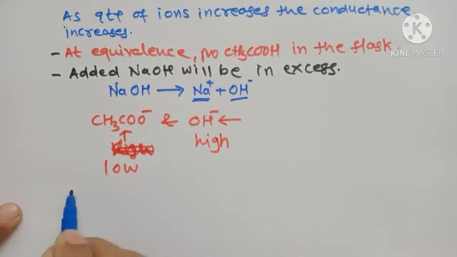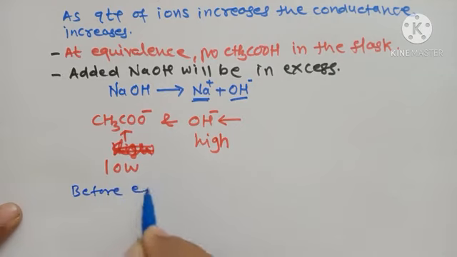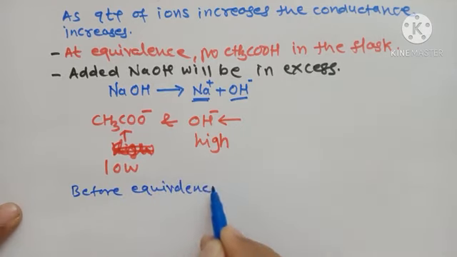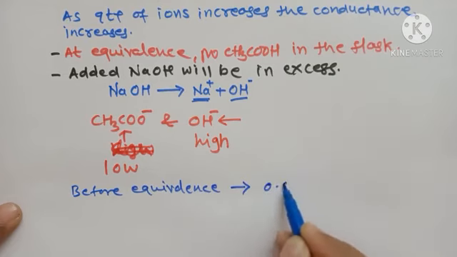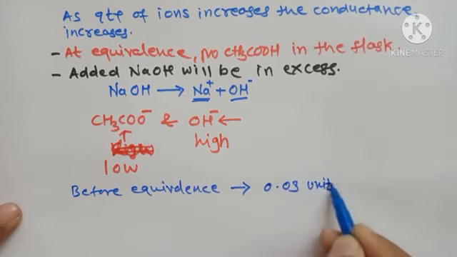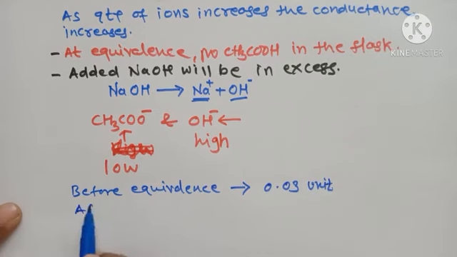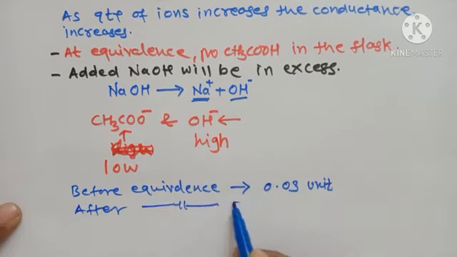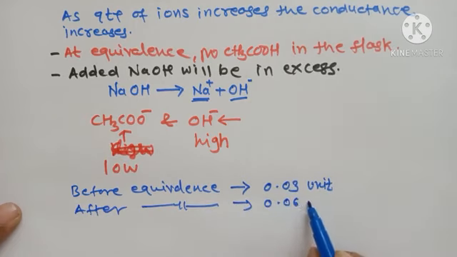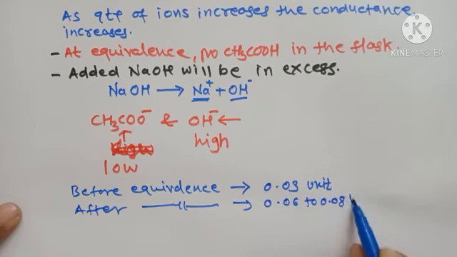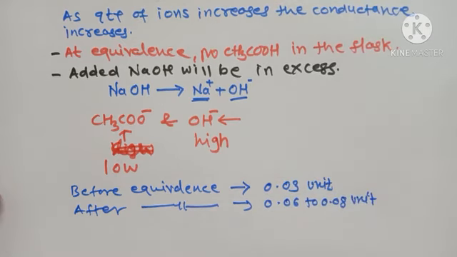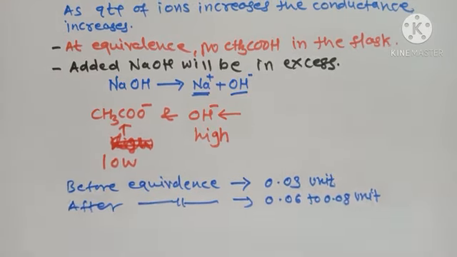Thus, with every 0.5 ml addition of NaOH after the equivalence point, the increase in conductance is large. Suppose before the equivalence point, the increase in conductance is by 0.03 unit. Then after the equivalence point, it will be around 0.06 to 0.08 unit. That is, after the equivalence point, you will get the breakthrough in the conductance. And this is the basis for the determination of the equivalence point.